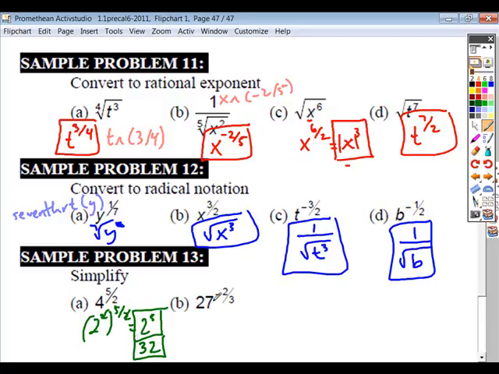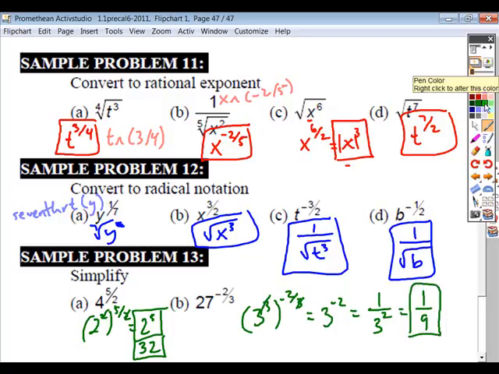Okay, for the second problem, 27 is also a perfect power. It's 3 cubed to the negative 2/3. So again, what we can do here is take a power to a power. The 3's cancel. We get 3 to the minus 2. The negative moves our base into the denominator, changes the sign of its power to positive. 3 squared is 9. So you get 1 over 9 as your simplified form.